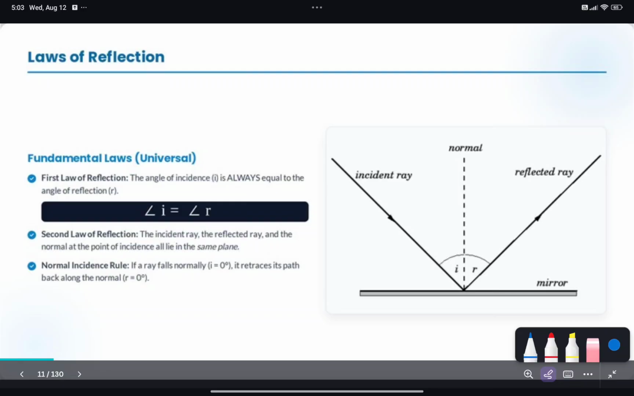What is the first law? The angle of incidence is equal to the angle of reflection. Yes, exactly. Denote with which letter? Small i and small r. Clear? So angle i is equal to angle r. Simply, that is the first law. See here the angle i is there. This angle i must be equal to the angle r. Clear? What is the second law here? The second law of reflection, the incident ray. This is the incident ray.